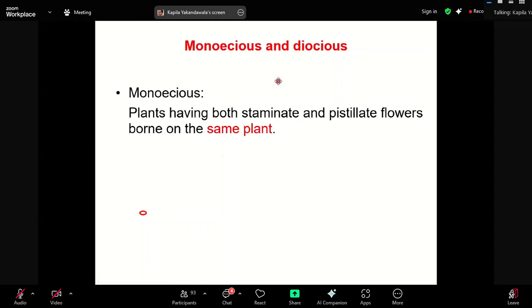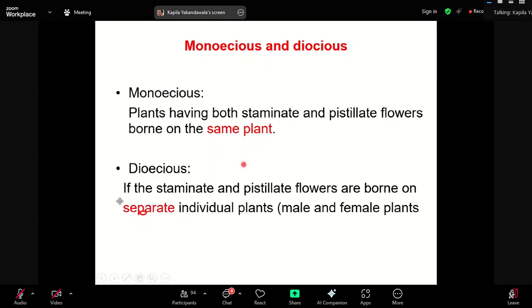Monoecious and dioecious. What do you mean by monoecious? Mono means one. Cious means house in Latin. One house. Monoecious, one house. So plants having both male and female flowers borne on the same plant are called monoecious plants. What is dioecious? Di means two, cious means house, two houses. If the male and female flowers are borne on separate individual plants, you call them dioecious plants. So you have a male plant and a female plant separately.